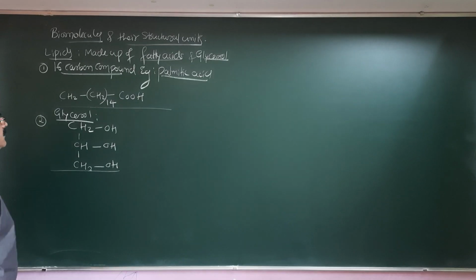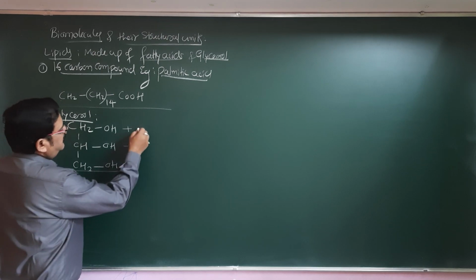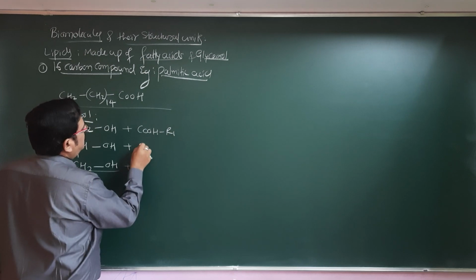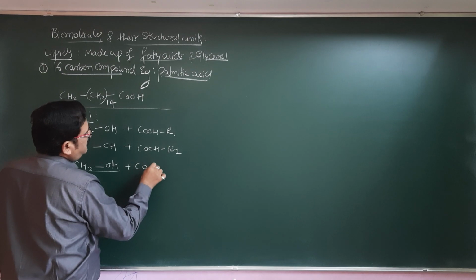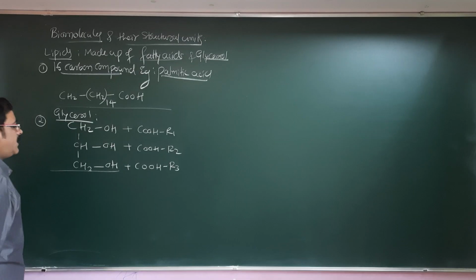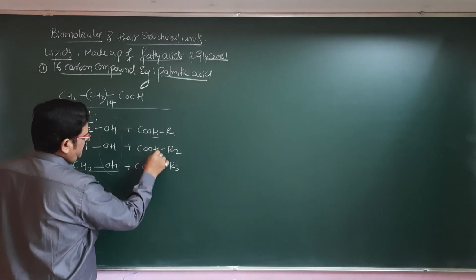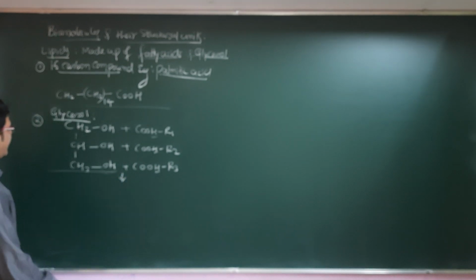So glycerol, when attached with the addition of COOH side chain R1, COOH R2, then COOH R3. So here the OH group and the one H over here are removed. What happens further? This leads to the formation of triglycerides.